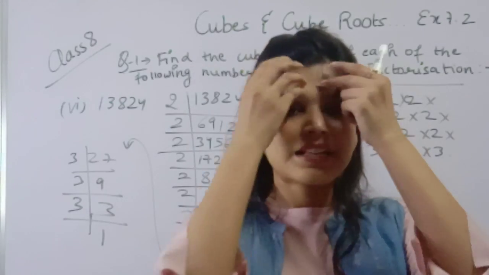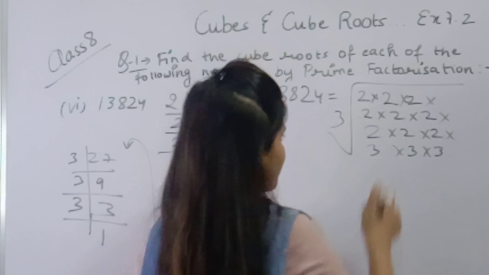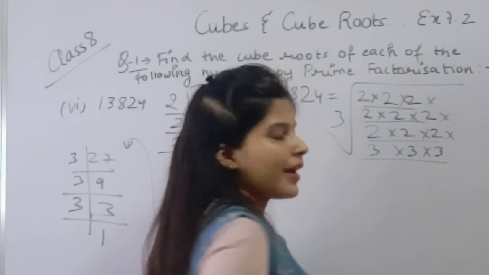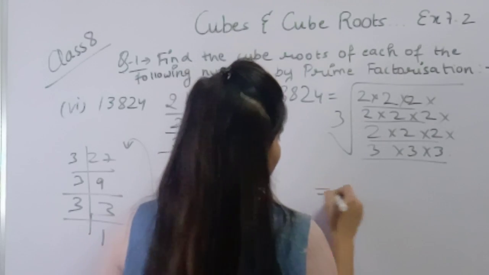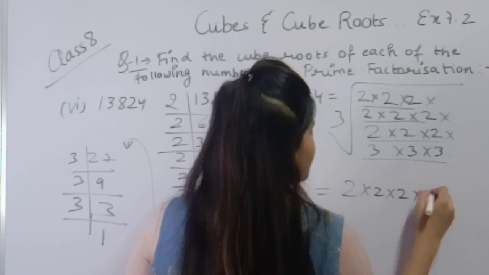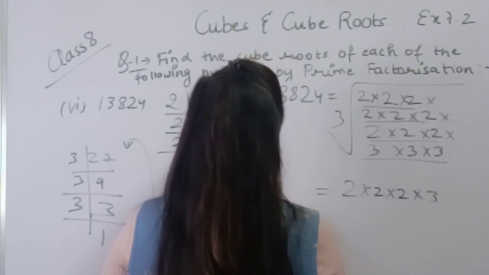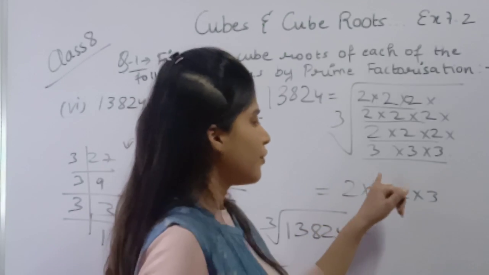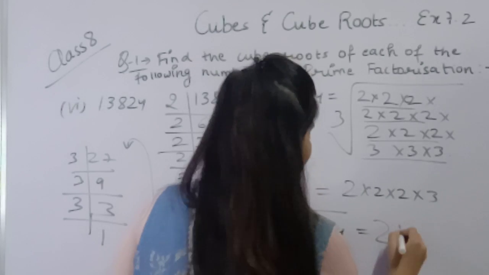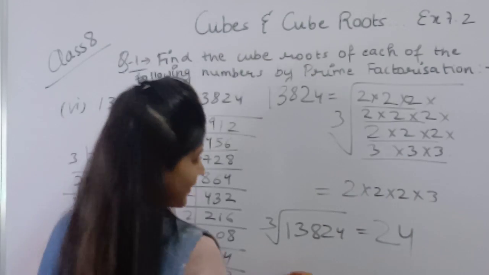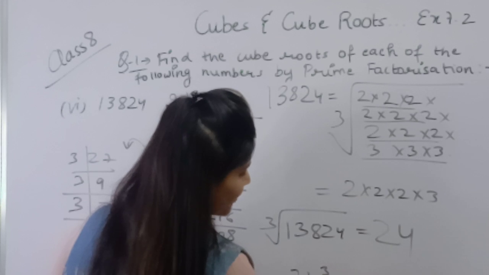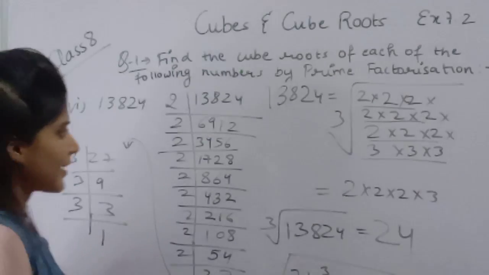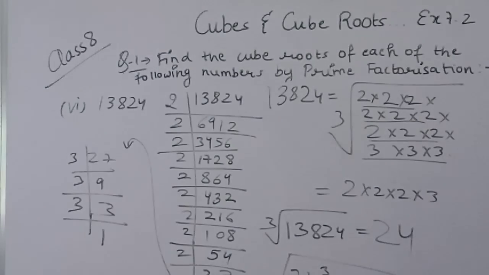So now we are starting making pairs. So first pair of 2, second pair of 2, third pair of 2 and fourth pair of 3. Now we'll take one number from each pair. 2 into 2 into 2 into 3. So it means that cube root of 13824 is 2 2s are 4, 4 2s are 8 and 8 3s are 24. Or we can say that cube of 24 is 13824. Alright, this was part number 6. Now let's come to the next part.